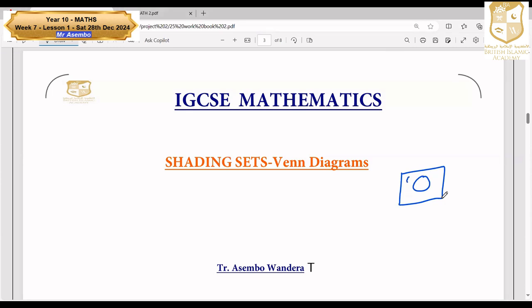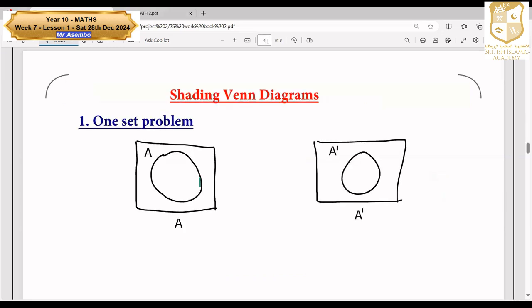Now, outside here is what we call the universal set or the set under discussion. How do you shade, let's say, the set A? And how do you shade the set A complement? This is a one set problem. We are also going to look at a more challenging one, if you have three sets or two sets at the same time. I want us to go systematically, one by one, and look at how you shade a one set problem. Now, shading Venn diagram.